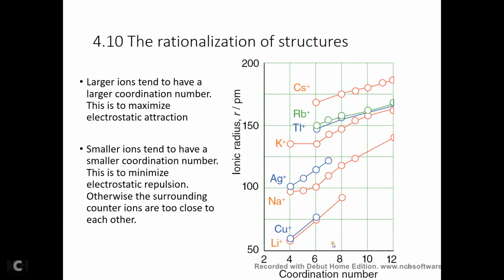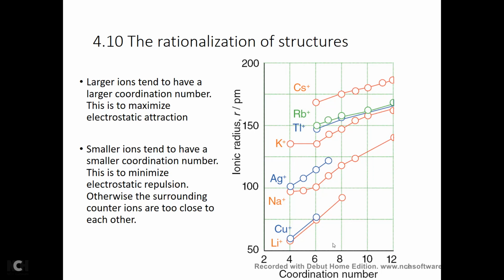Section 4.10, the rationalization of structures. There are two general rules. Rule 1, larger ions tend to have a larger coordination number. This is simply to maximize the electrostatic attraction between this large ion and its surrounding counter ions.